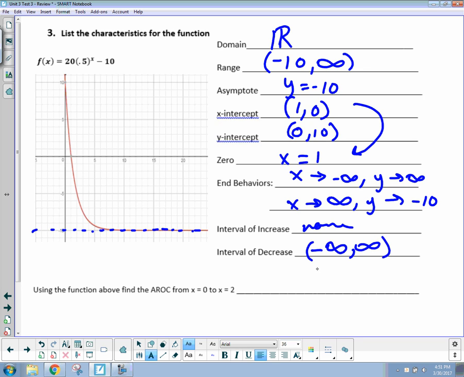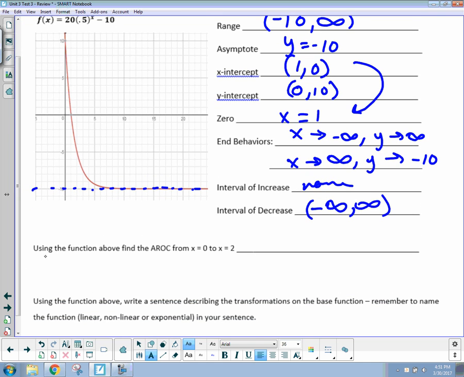Alright, finding the rate of change. Again, I'm using points, so 0, 10 would be the first. Remember, x is 0, go to the 0, it's 10. We talked about this in class. And then 2 would be negative 5. So plug it in, we get negative 5 minus 10, all over 2 minus 0, equals negative 15 over 2. And I think we called that negative 7.5.